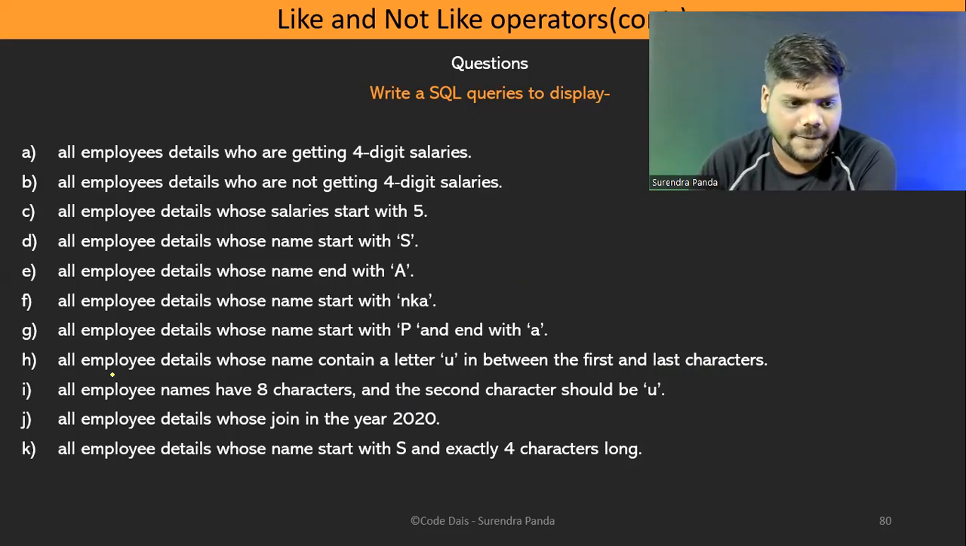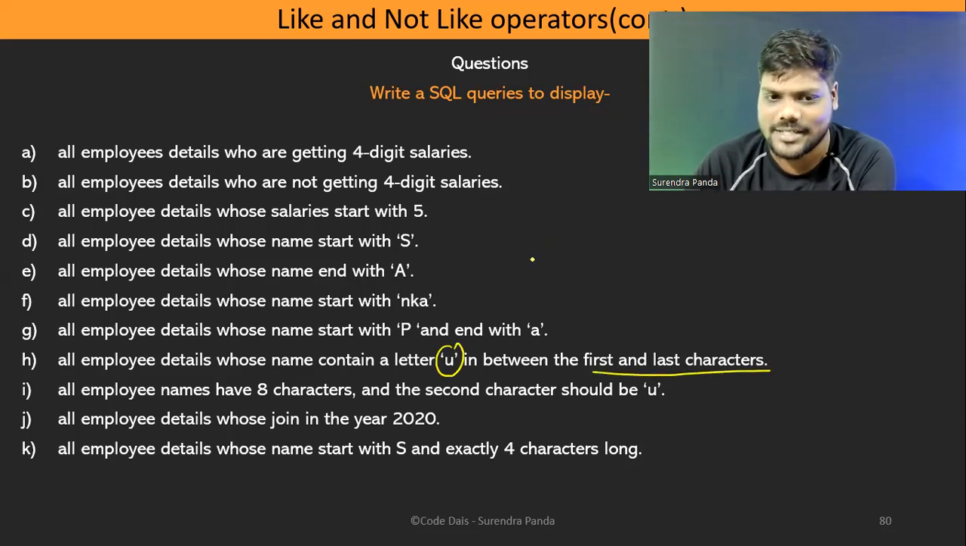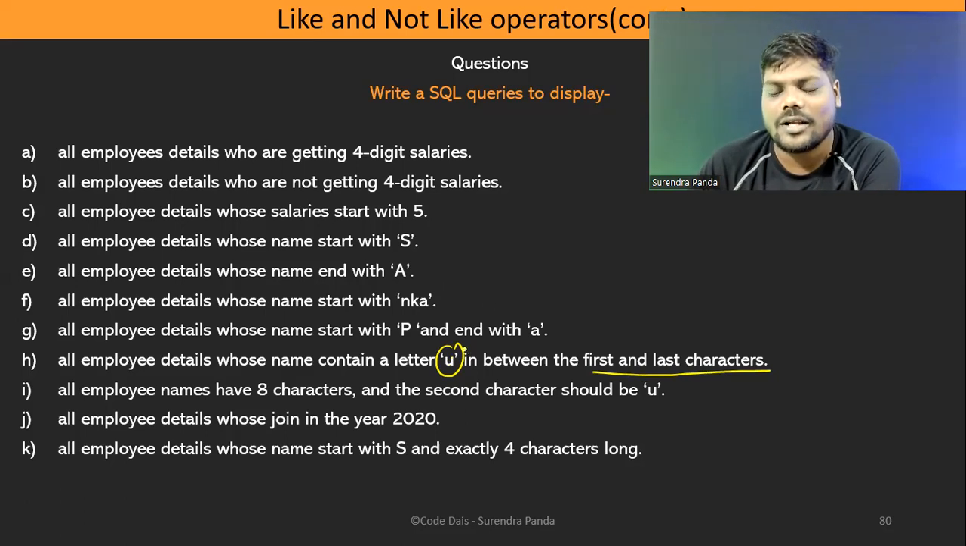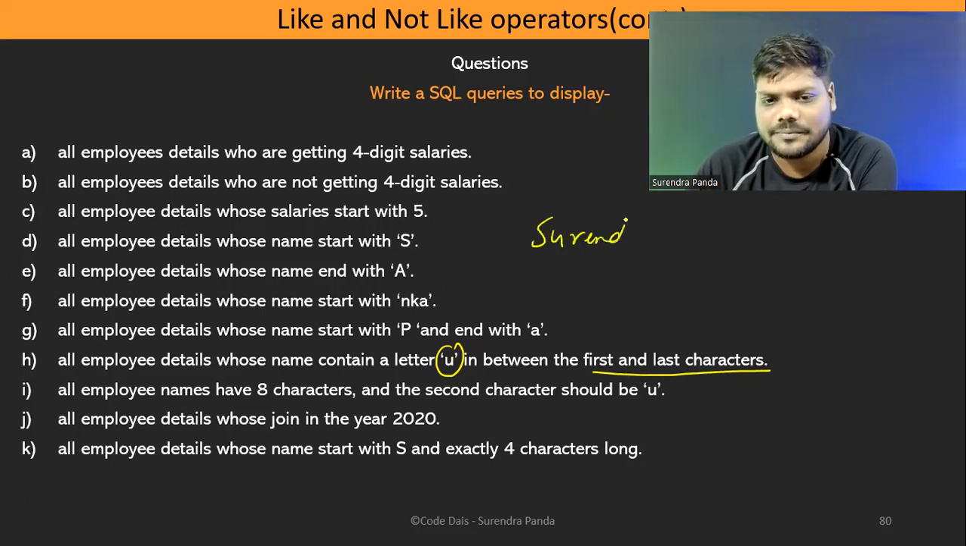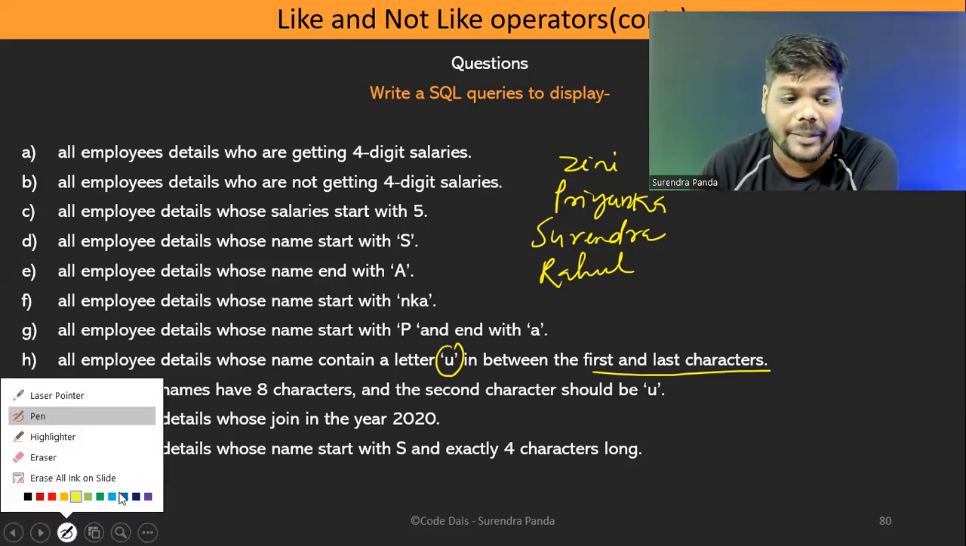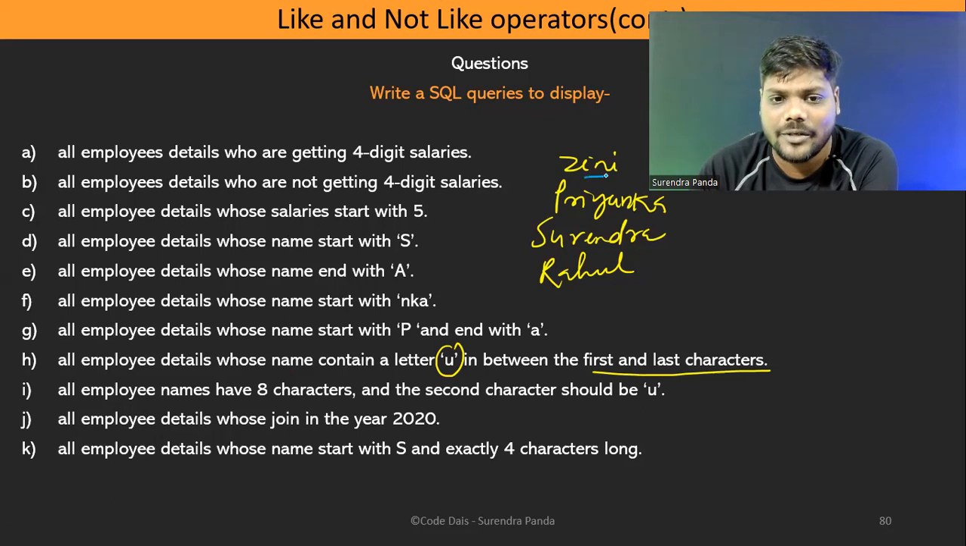So the next one is: display all the employee details whose name contains the letter U in between the first and last characters. In between the first and last character, is there anything called U? Suppose I write Surendra, Rahul, Priyanka, next journey. So tell me, what is our expected output? We want U in between the first and last character. So in between means here, right?